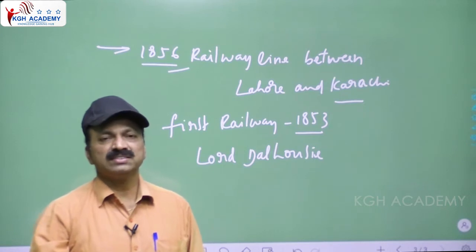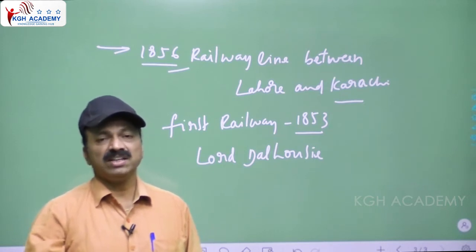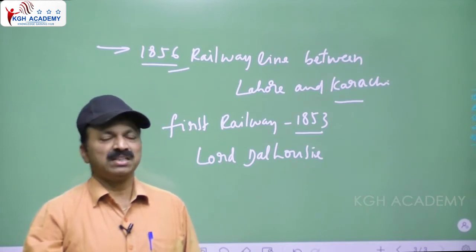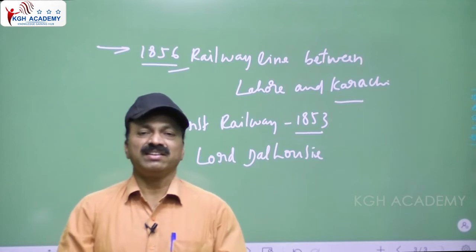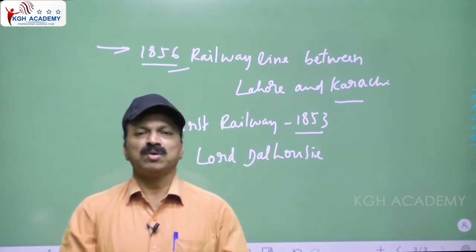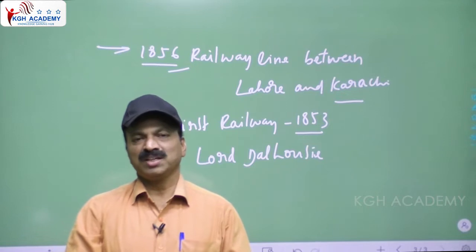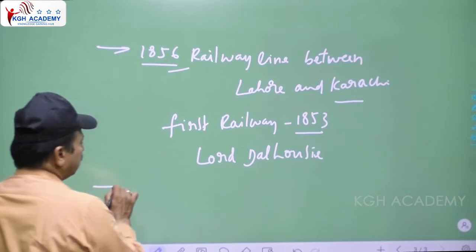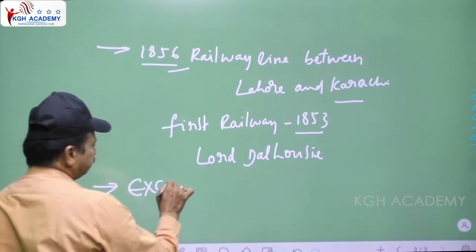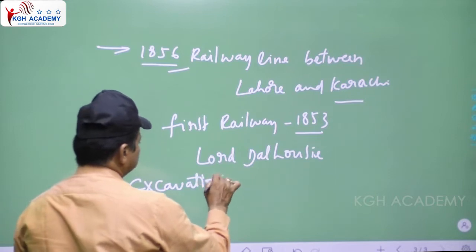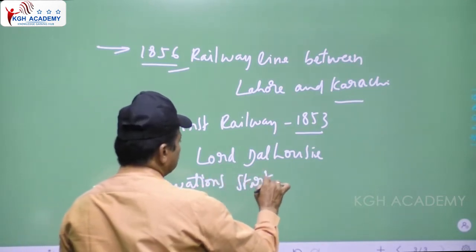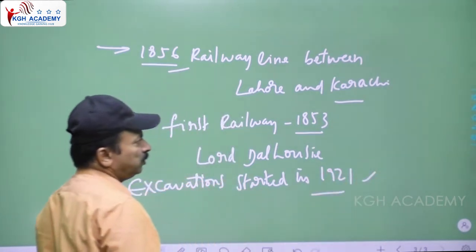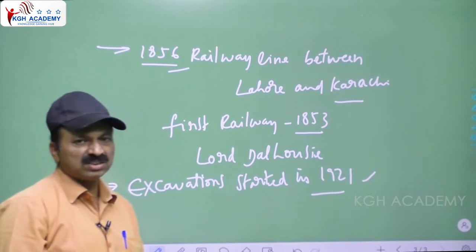So when they started these railways between Lahore and Karachi, they spoke about this site. But at last, excavation started in the year 1921 under Sir John Marshall. Then only this civilization came to light.